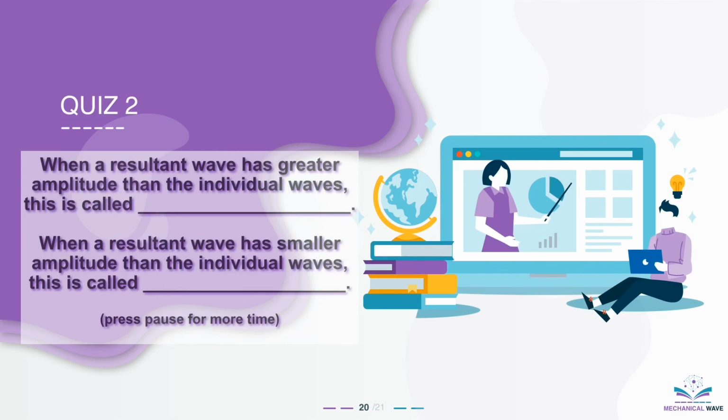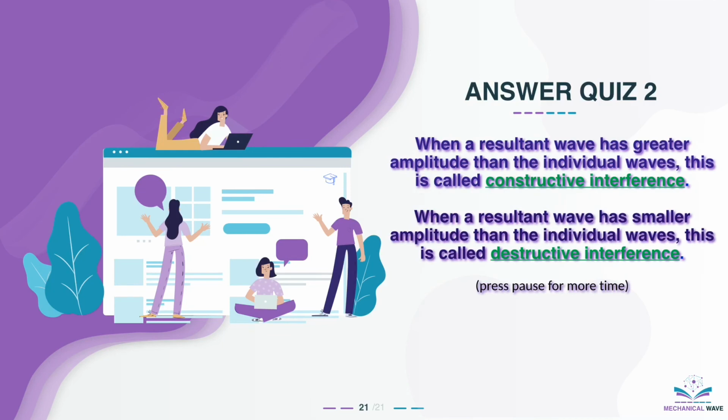Here is the second quiz. Please fill in the blank. So the answer is, when a resultant wave has greater amplitude than the individual wave, this is called constructive interference. When a resultant wave has smaller amplitude than the individual wave, this is called destructive interference.